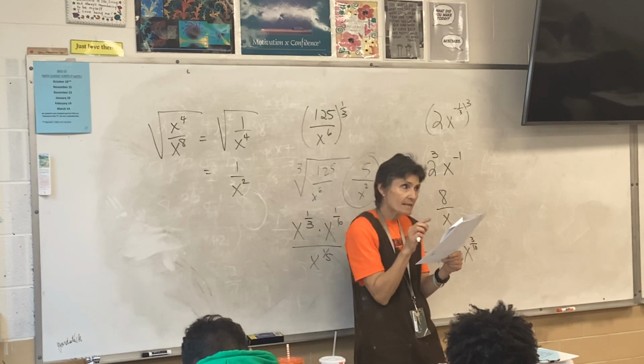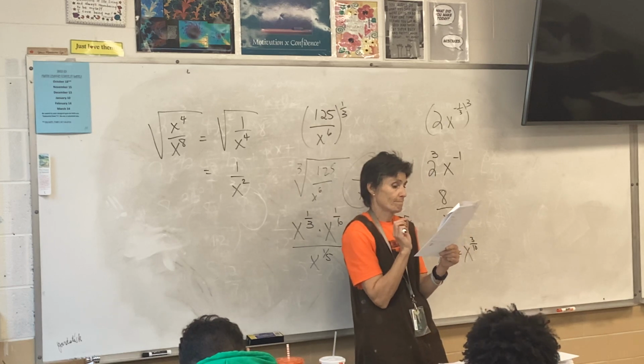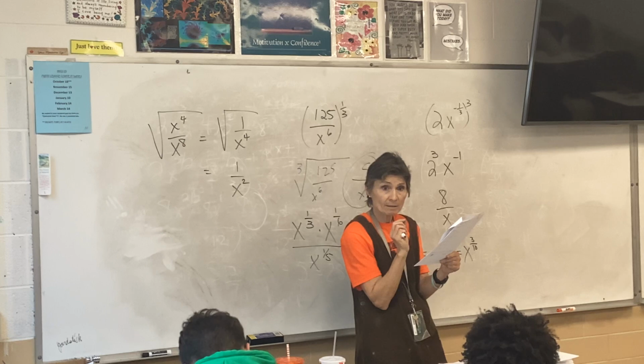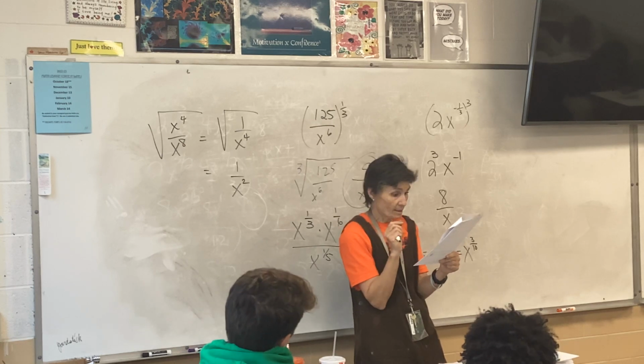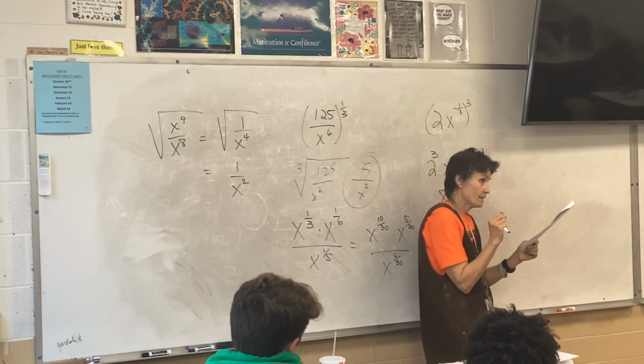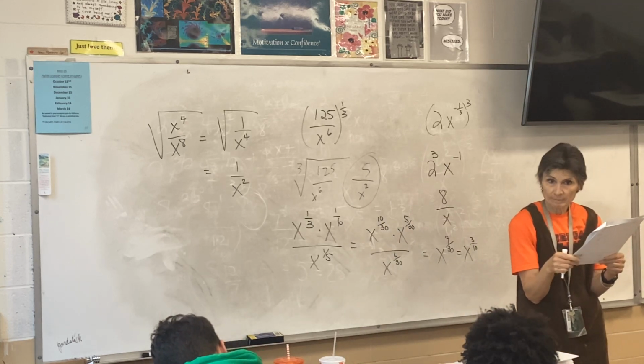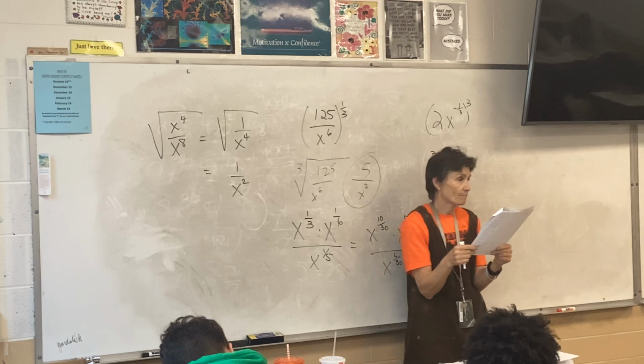17 is the same problem. It's going to be 3 to the 1st times 5 to the 1st, which is going to be 15.